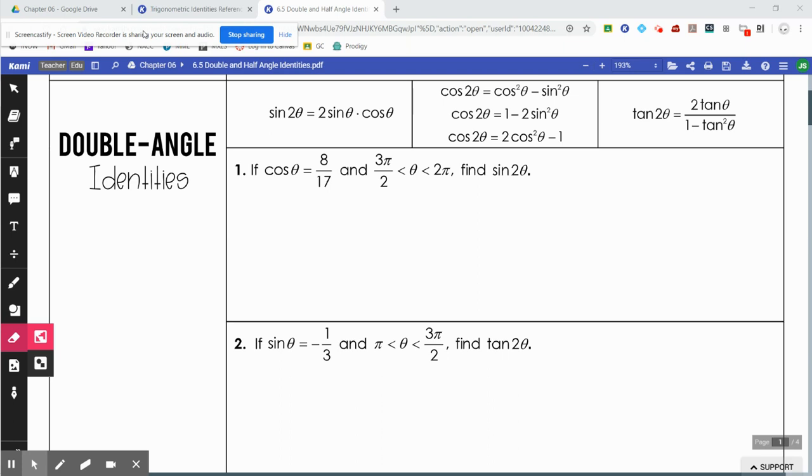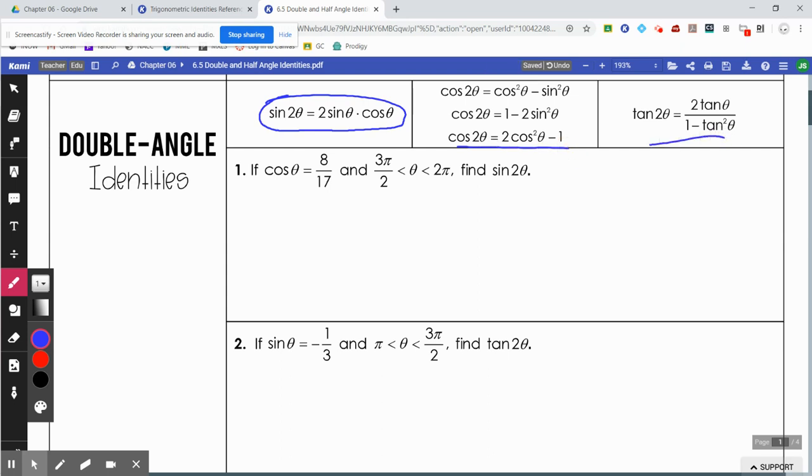Now, here are your double angle identities. The sine of twice an angle: if you know the angle, the sine of twice the angle would be 2 times the sine of the original angle times the cosine of the original angle. Then you see there are 3 different double angle identities for cosine, and there's 1 for tangent as well. So let's go ahead and jump into the problems.